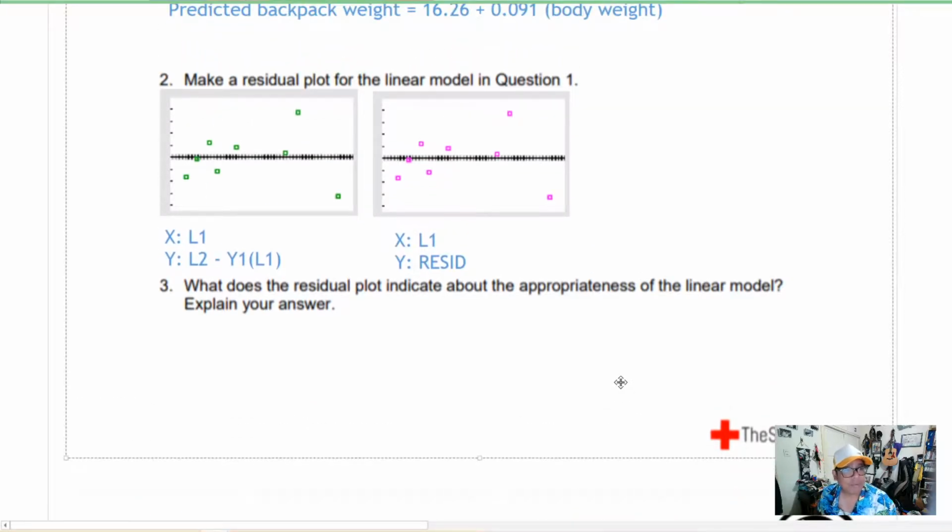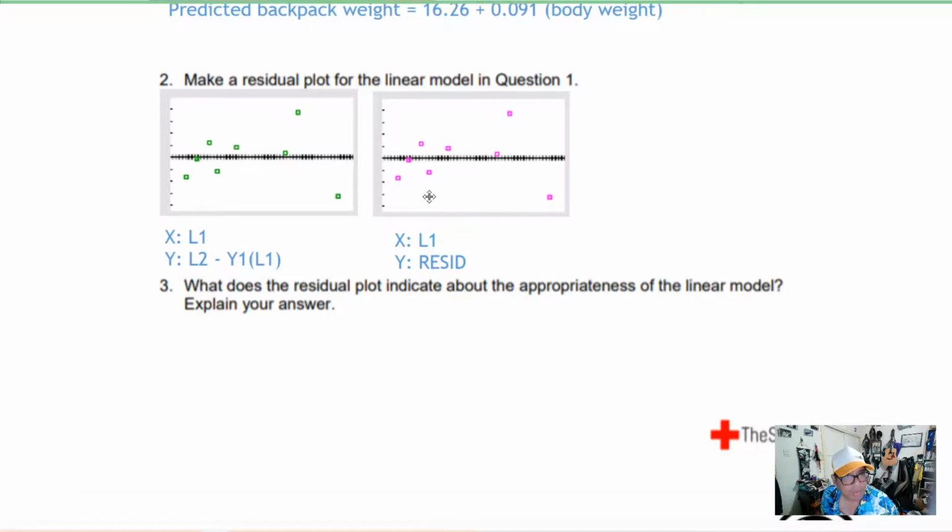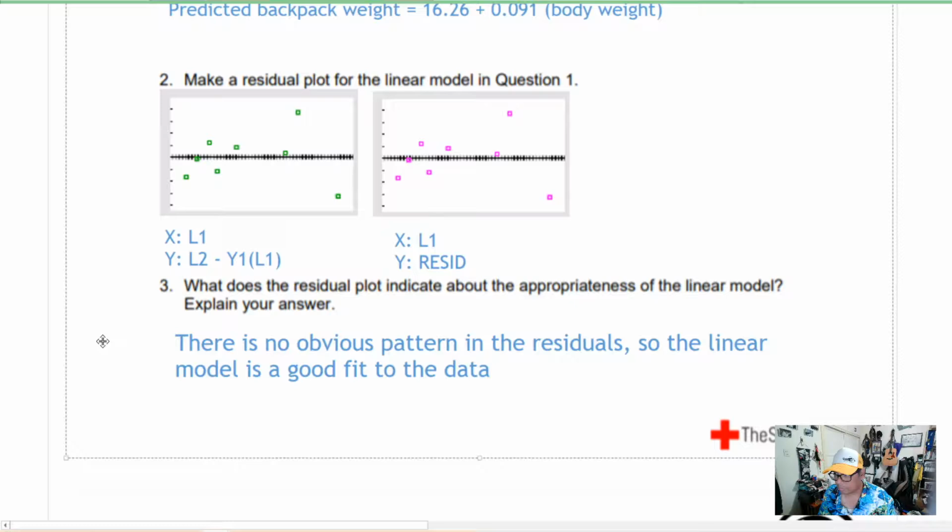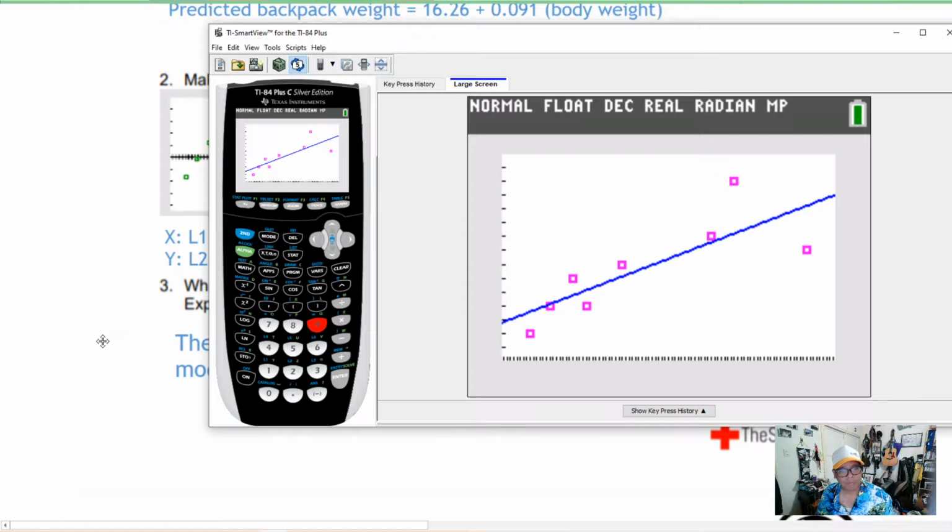Lastly here, we have, what does the residual plot indicate about the appropriateness of the linear model? Well, do you see a pattern? Is there a positive, negative, positive pattern? No, there isn't. So since there's no obvious pattern in the residuals, we can say that the linear model is a good fit to the data. And to convince ourselves even more, here's a picture of the scatter plot of the x coordinates and the y coordinates. This is a scatter plot of the body weight versus the backpack weight. And yeah, that looks pretty linear to me.